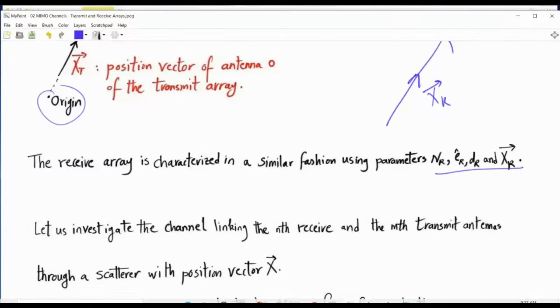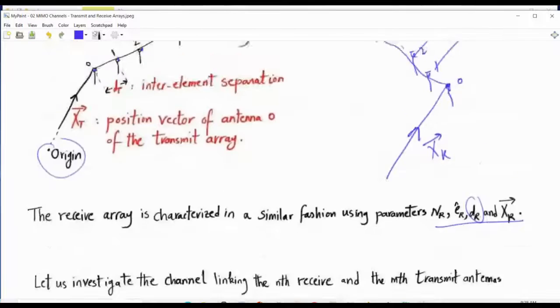So like the transmit array, the receive array will be characterized by those 4 parameters, right? So you need the number of antennas, nt on the transmit side, nr on the receive side. You need a unit vector telling you, so those antennas are arranged along the line, so what's the unit vector in the direction of that line? So these are et and er. Then you need the position vector of antenna 0 on both sides, xt and xr, and then you need the separation. Okay, and you need just one parameter for the separation because the arrays are uniformly spaced.